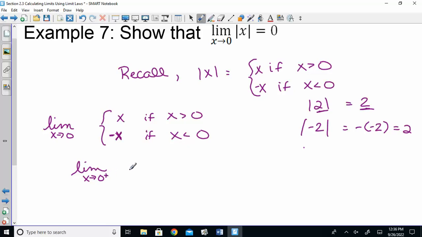So if you are approaching from the left, okay, of the absolute value function, which of these two pieces would you be on? The top. So that would just be x. And so if you're approaching 0 of just x, we would get 0. Right? If you're approaching 0 from the left of the absolute value?